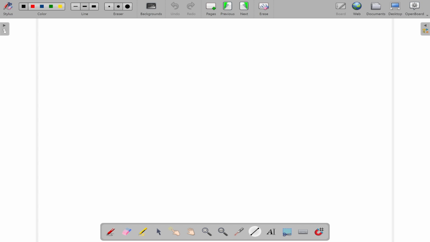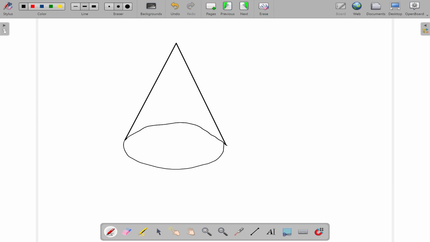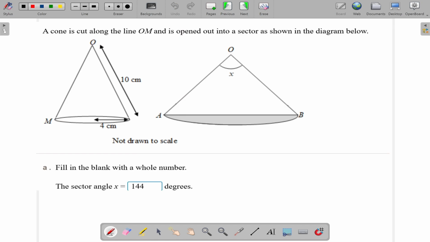So this is our cone. Let me just make sure that they're equal to make my life easier. This is our circle. Okay, this is our cone. Now this is the line O, this is the line M, this is 10, and the radius, let's say this is our center, is 4. Now what they said is they cut the cone along the line, right?